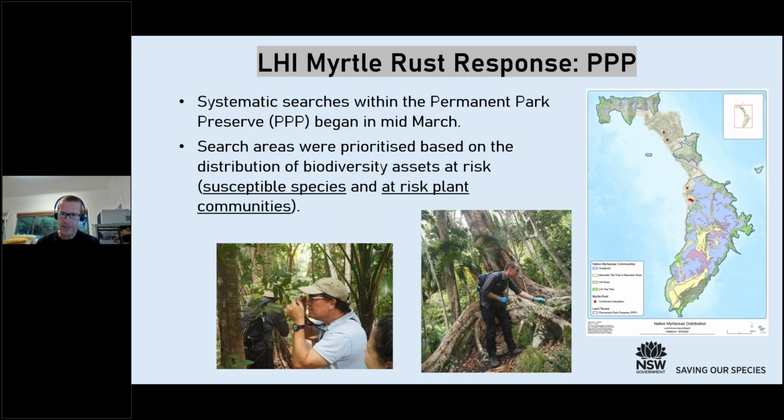So those searches have taken place. All the tracks have been searched now. Some off-track areas are starting to be searched, and to date, no Myrtle Rust has been found in the park area as well.